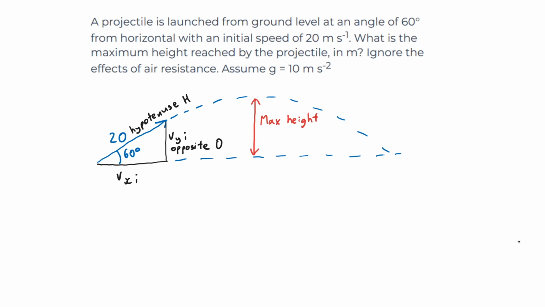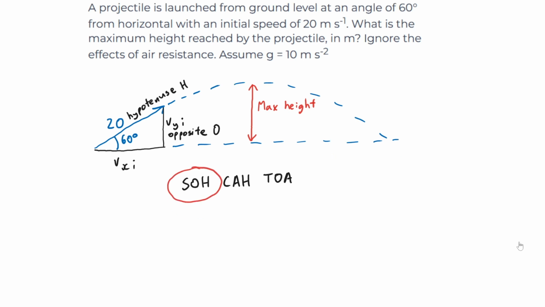Vy is opposite to the corner where the angle is known. So we have the hypotenuse h, and we want to find the opposite O. We need to find the SOHCAHTOA equation that contains O and h. That would be SOH. The equation that we use is sine of theta, which is the angle, equals the opposite over the hypotenuse.